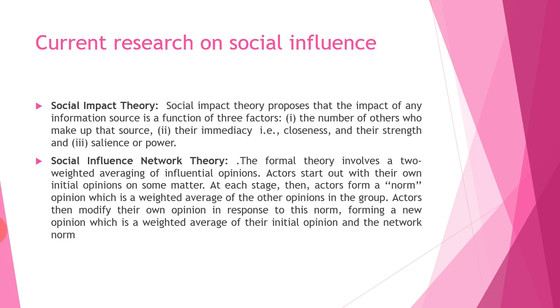Next is social influence network theory. Here the theory involves a two-stage weighted averaging of influential opinions. First, the actor will have their own initial opinion on some matter, and when he joins a group, at each stage the actor forms a norm opinion, which is a weighted average of other opinions in the group. Then the actor modifies his own opinion in response to this norm, forming a new opinion, which is a weighted average of their initial opinion and the network norm. So according to group norms, we slowly change or modify our initial opinions.